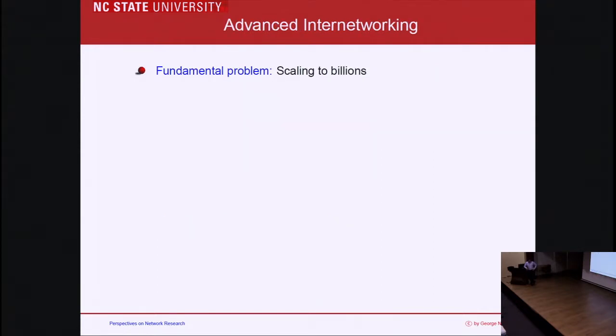Next. Scaling to billions, right? When IP came along, there was a handful of universities back in the 70s. Today, you have billions of people connected to the internet. In fact, probably you have more machines connected to the internet than people right now, okay? So what are the problems there?